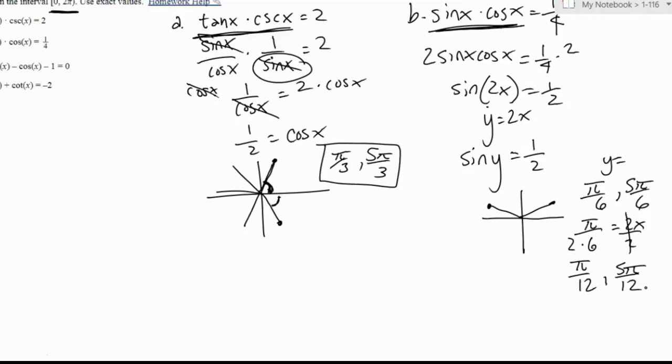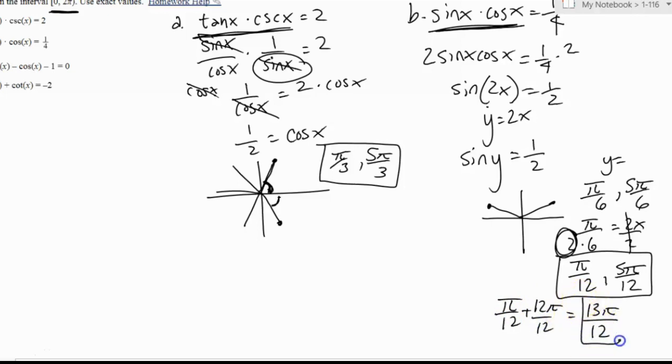The normal period of sine or cosine is 2 pi, which means that the values repeat every 2 pi. When you're using a double angle identity, because we divided by 2, the period is going to be pi. 2 pi is the normal period, and I'm dividing by 2 to get the new period. So the reason I need to take that extra step into account is because these two are not my only answers. It also would happen at pi over 12 plus pi, or 12 pi over 12, which is 13 pi over 12. So that's another answer.